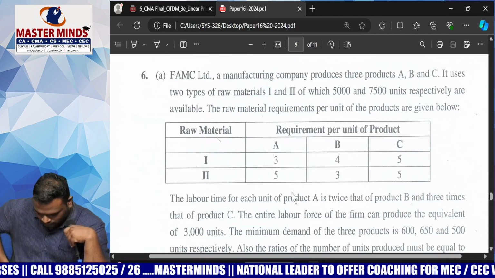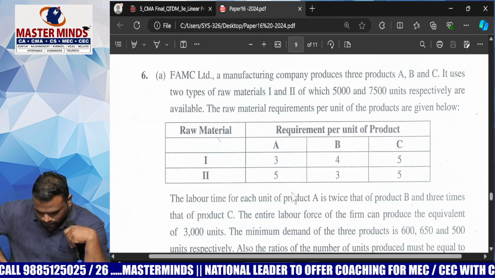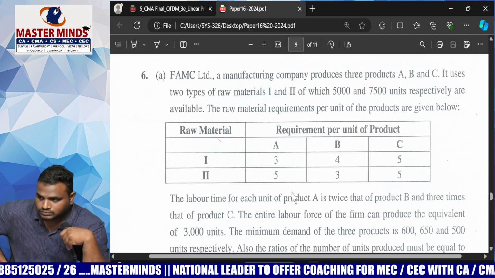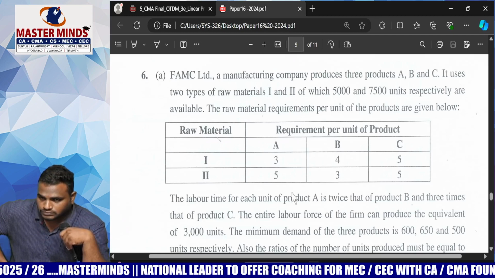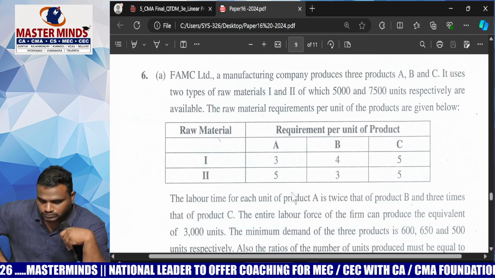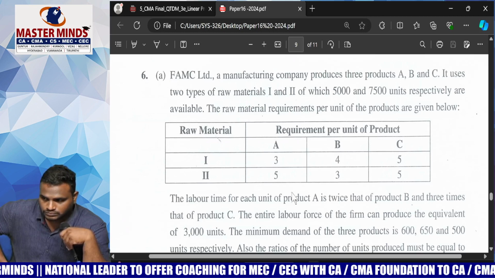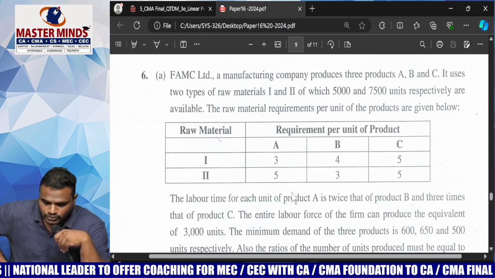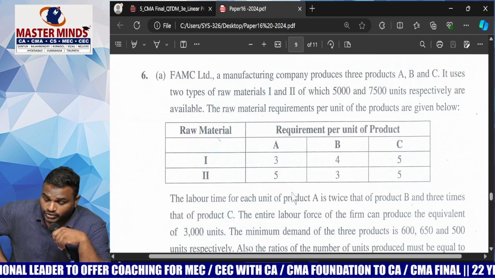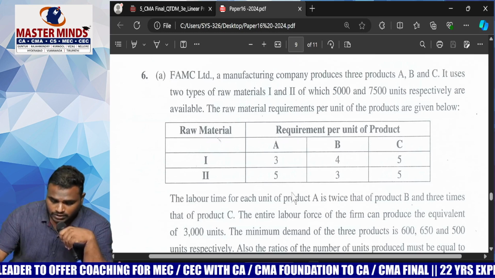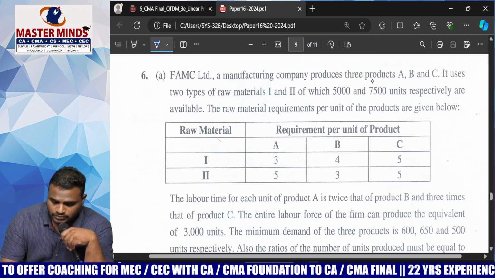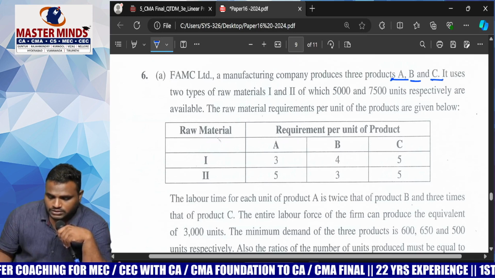FAMC Limited, a manufacturing company, produces 3 products A, B, and C. It uses 2 types of raw materials, 1 and 2, of which 5,000 and 7,500 units respectively are available. The raw material requirement per unit of the products are given below. Here, what are the finished products? A, B and C. These are the finished products.